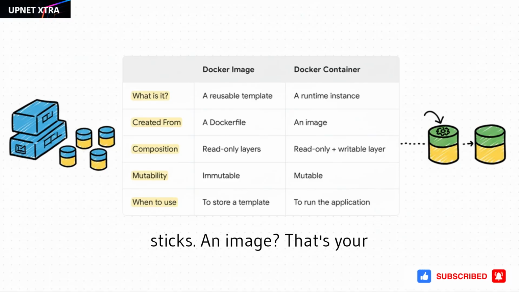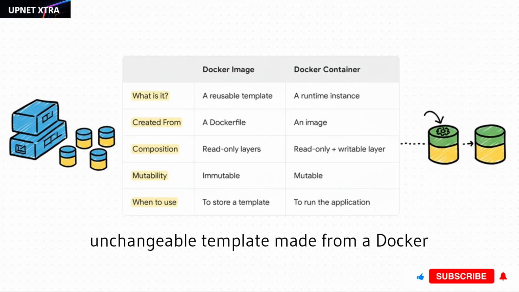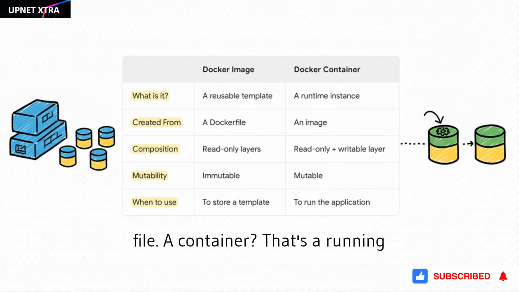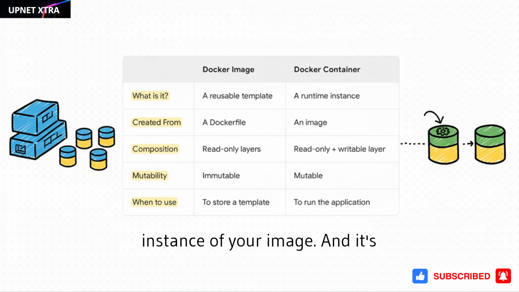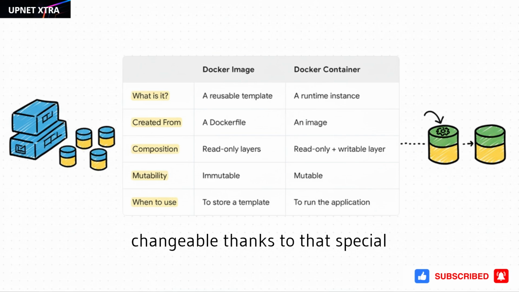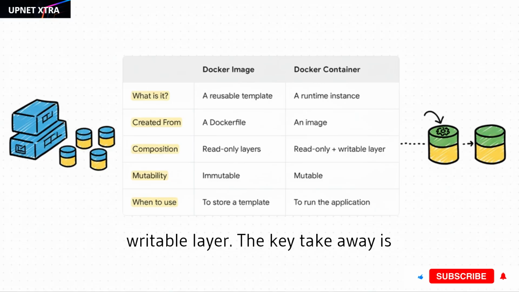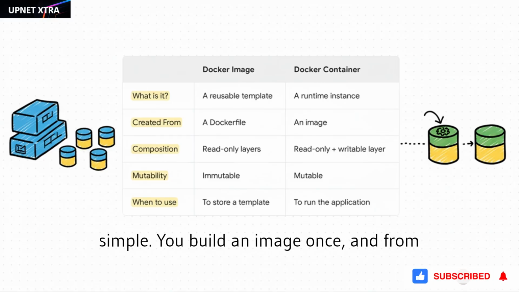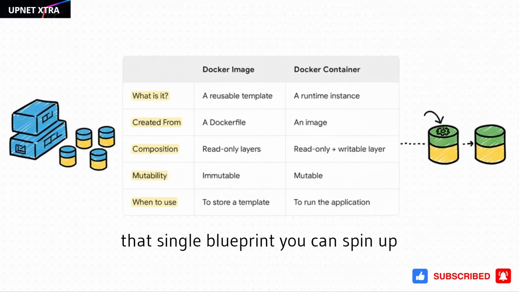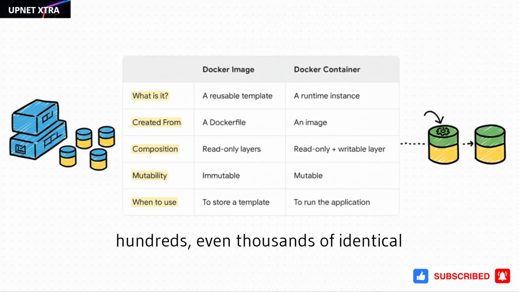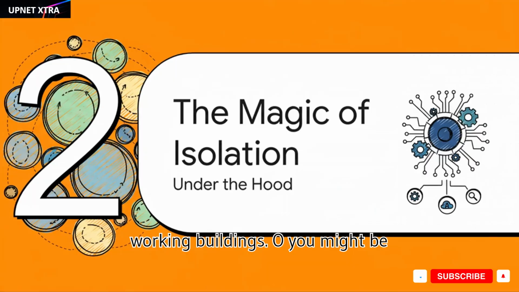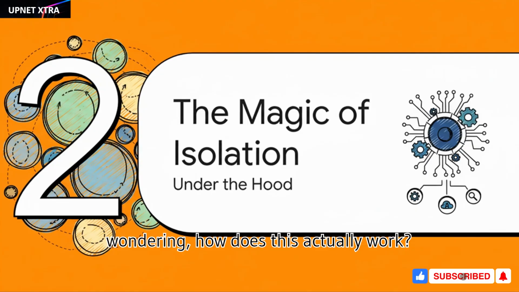All right, let's just put it all together side by side so it really sticks. An image? That's your unchangeable template, made from a Dockerfile. A container? That's a running instance of your image, and it's changeable thanks to that special writable layer. The key takeaway is simple. You build an image once, and from that single blueprint, you can spin up hundreds, even thousands of identical working buildings.